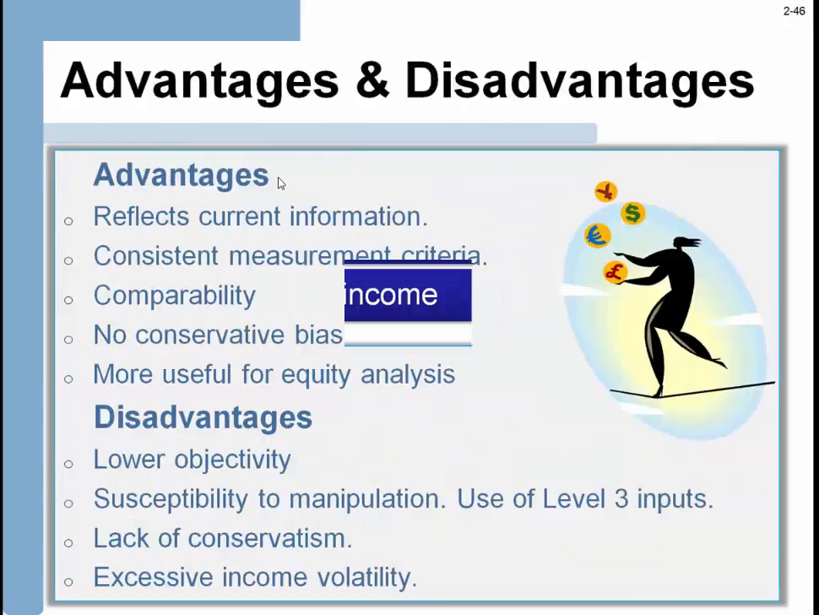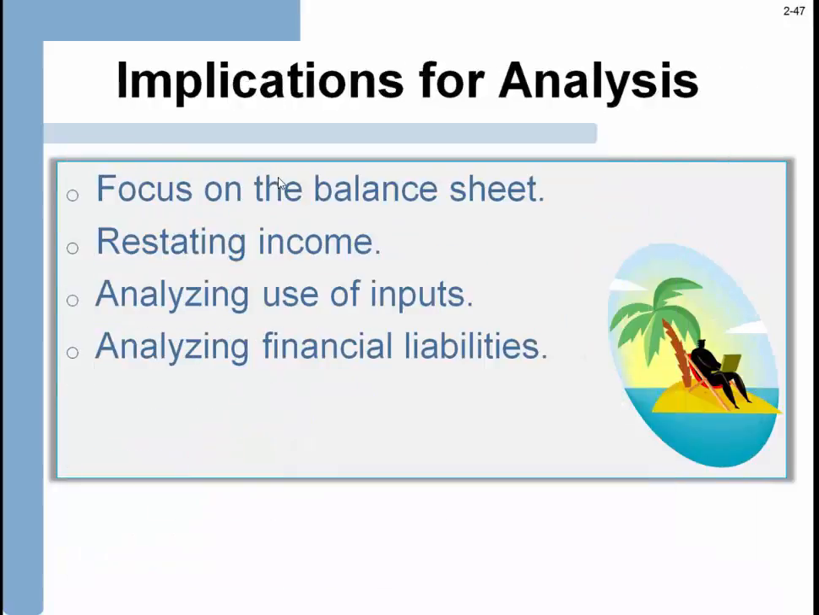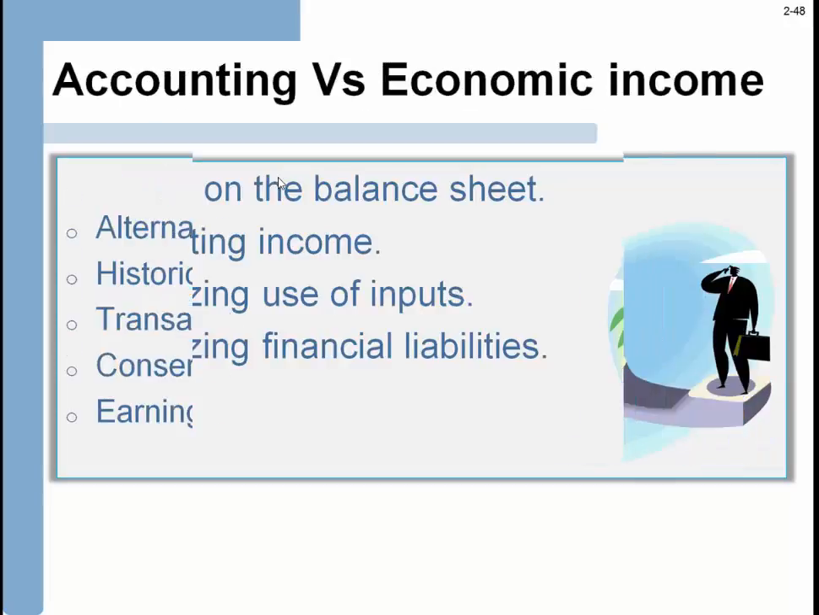It's not forward looking. Advantages. It reflects current information, which you know is historical, consistent with the measurement criteria, and you have comparability. There's not a conservative bias, and it's more useful for equity analysis. Disadvantages: there's low objectivity. It's susceptible to manipulation. There's a lack of conservatism, and there's excessive income volatility. Implications is a focus on the balance sheet. You're restating income, analyzing use of inputs, and analyzing the financial liabilities.